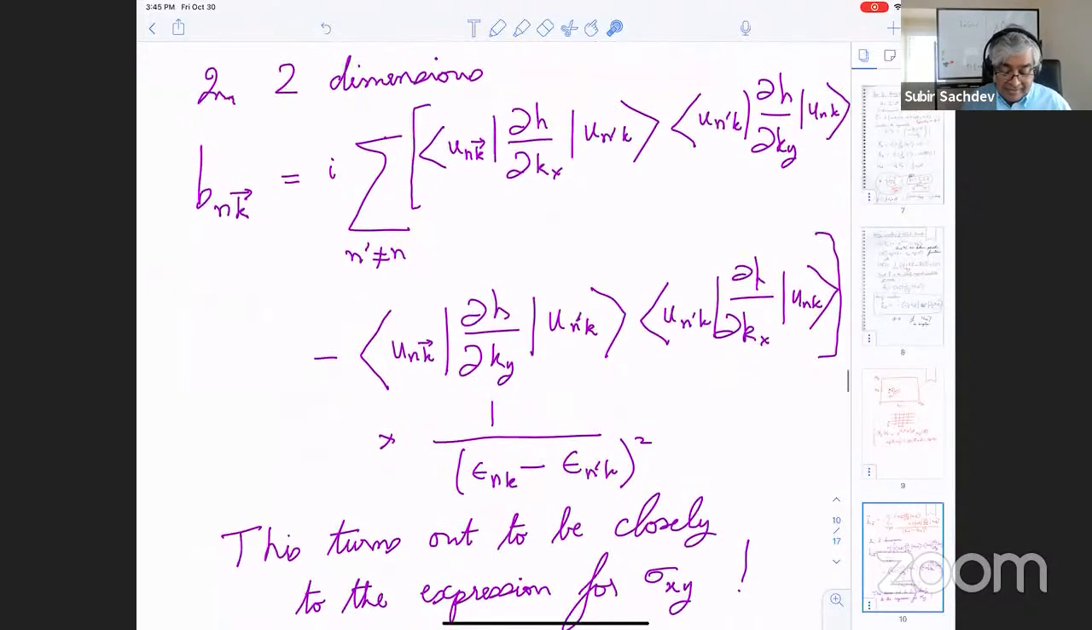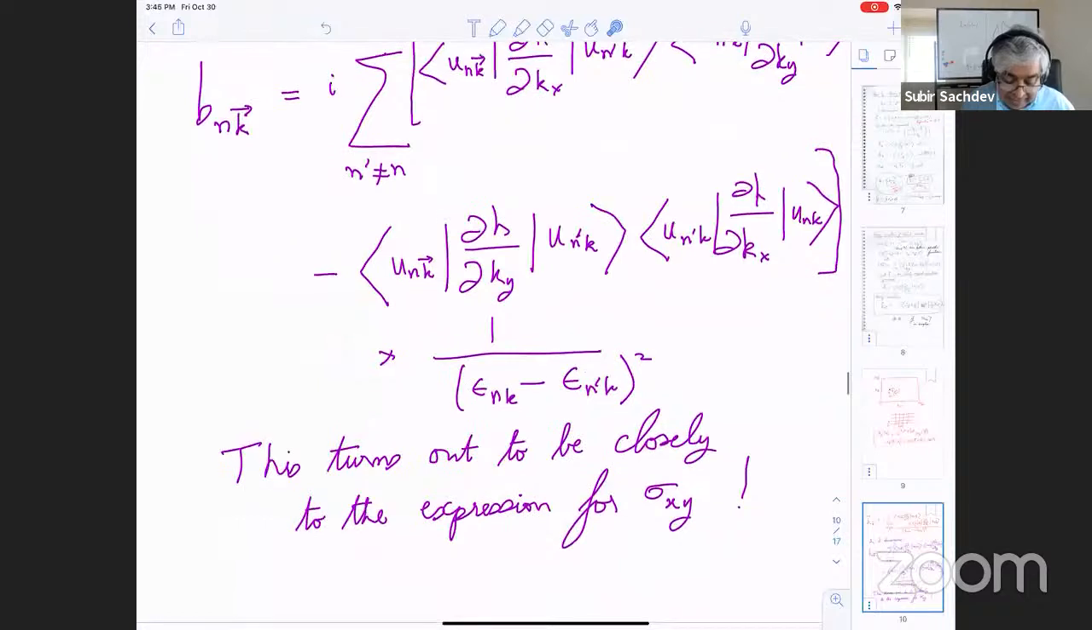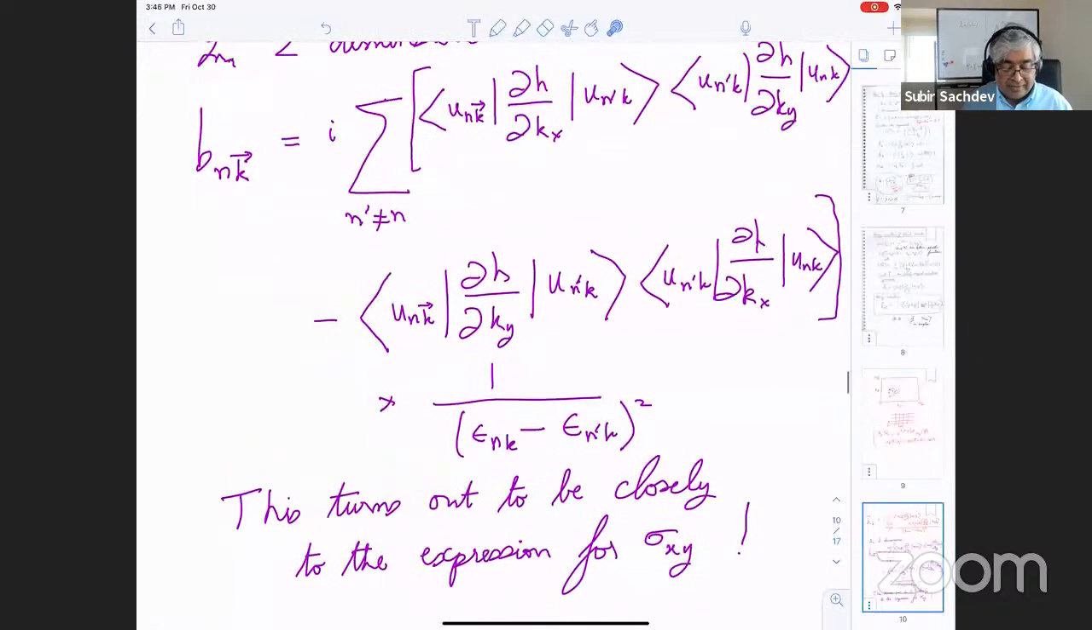What Thouless noted is that this expression for the Berry curvature has a very close connection to the Hall conductivity. So this is the connection to the previous lecture, really. And in fact, there's a certain property of the Berry curvature which then shows that the Hall conductivity is quantized in 2 dimensions. Okay, so before I get to that connection, let's actually see the quantization in action.